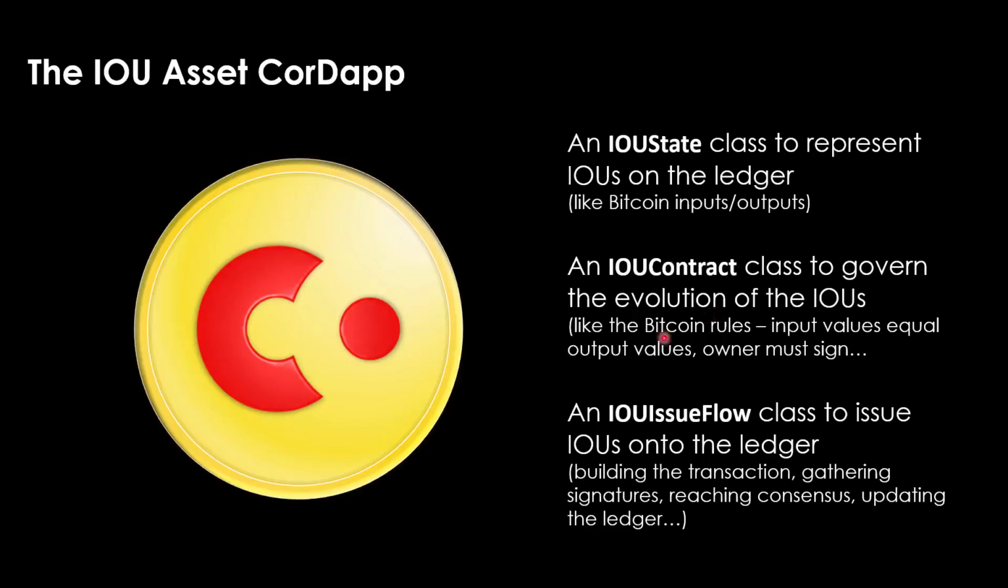And then there's the IOU contract class that governs the evolution of the IOUs. So here we have the rules of value inputs. Are they equal coming from both parties, and signatures. And then finally we have the flow class, like we saw. It's building that transaction, gathering the set of steps, gathering signatures, reaching consensus, and then finally updating the ledger.